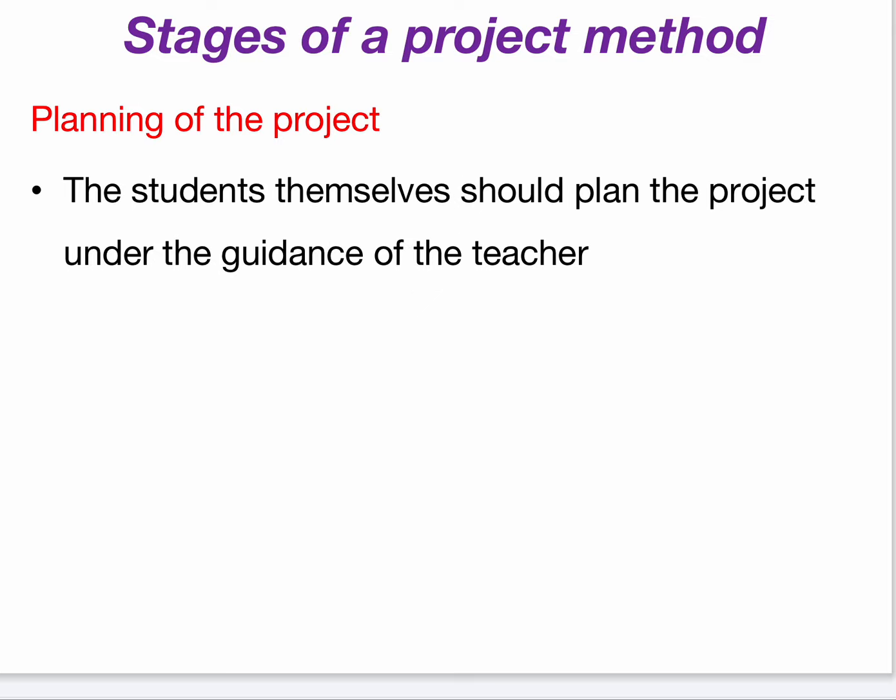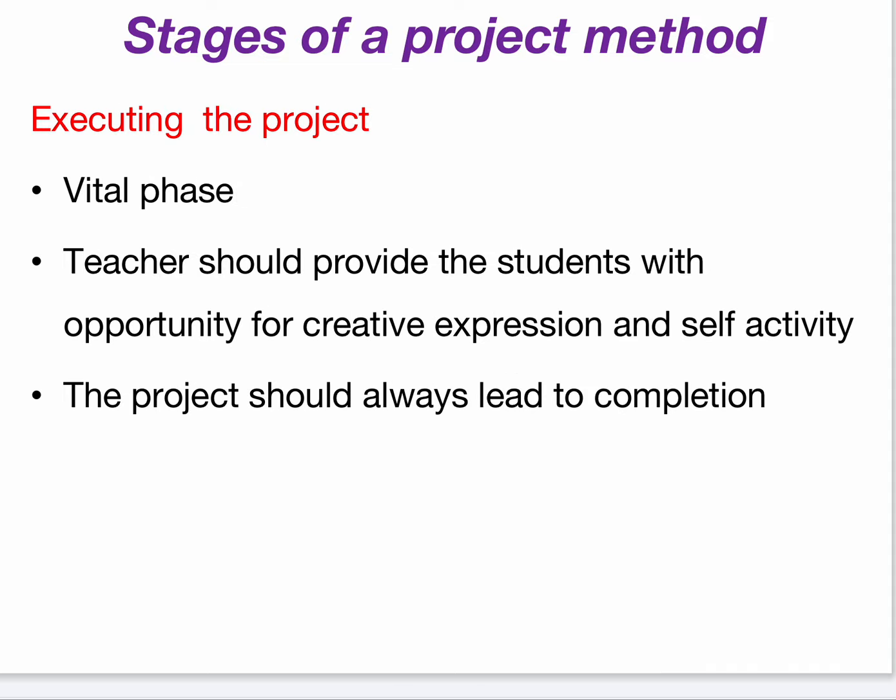The next stage is planning of the project. Here the students themselves should plan the project under the guidance of the teacher. So the master plan is prepared by the students and guidance is provided by the teacher. The next phase is executing the project. So it is the most vital phase in carrying out a project method. The teacher should provide the students with opportunity for creative expression and self-activity. The project should always lead to completion. So many a times, according to the motivation level of the students, they may drop the project at certain level. So that should be avoided. The teacher should give constant support to the students and it should be completed.